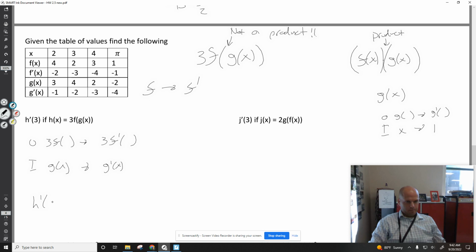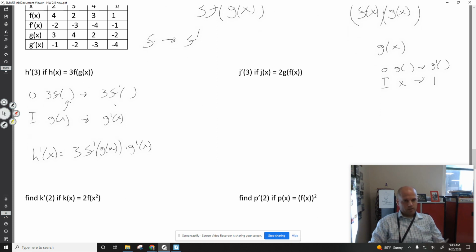So h prime, multiply these together, 3f prime. What started in the parentheses? G of x, that stays in the parentheses. Okay, so that's good for being able to do the derivative.